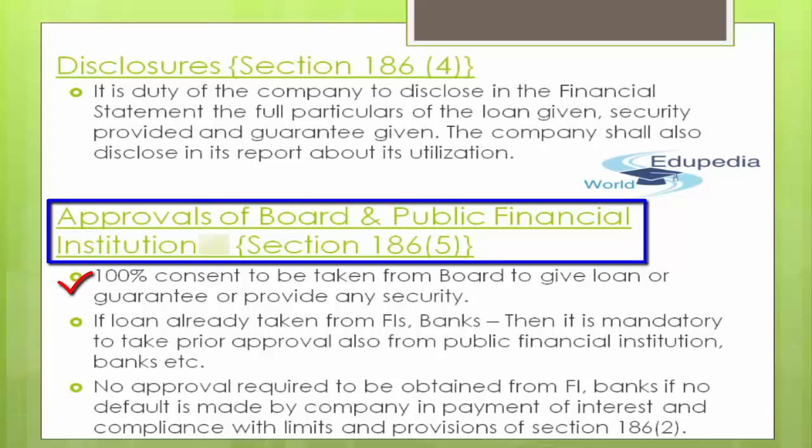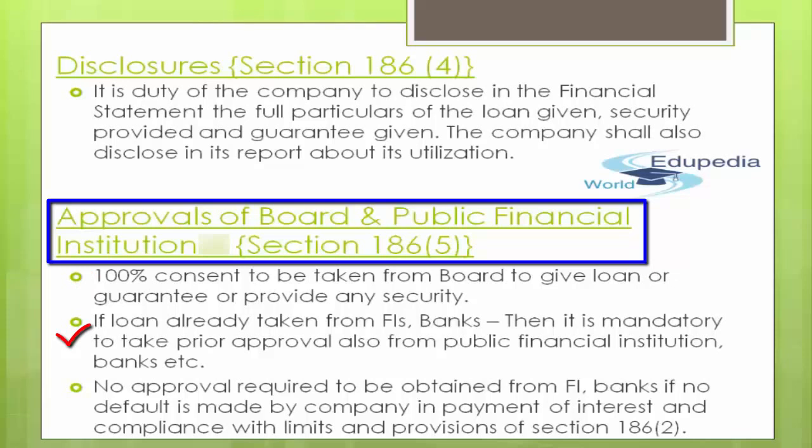While going for any of the subsections of section 186, that is, the loan and investment by the company, you need to take the approval first of all from your board. So 100% consent is required from the board while you decide on giving any loan, guarantee or providing any security. That is number one. You need to have the 100% consent from the board.